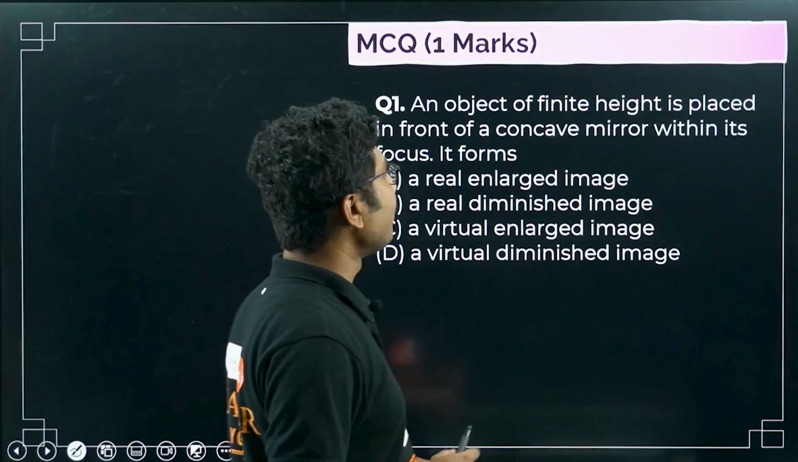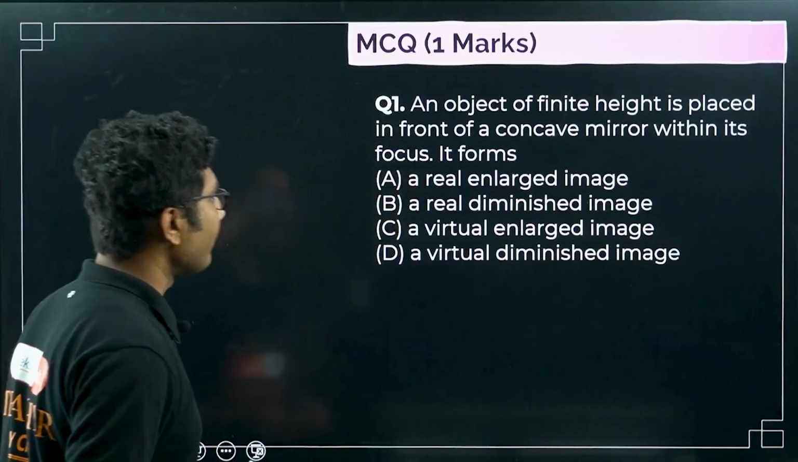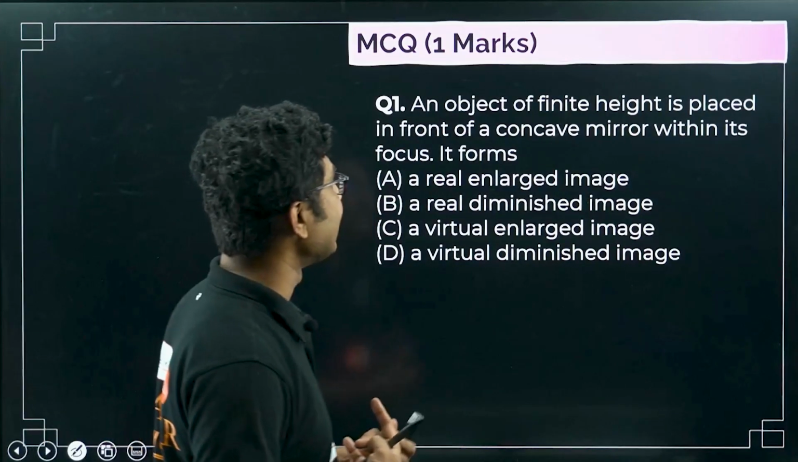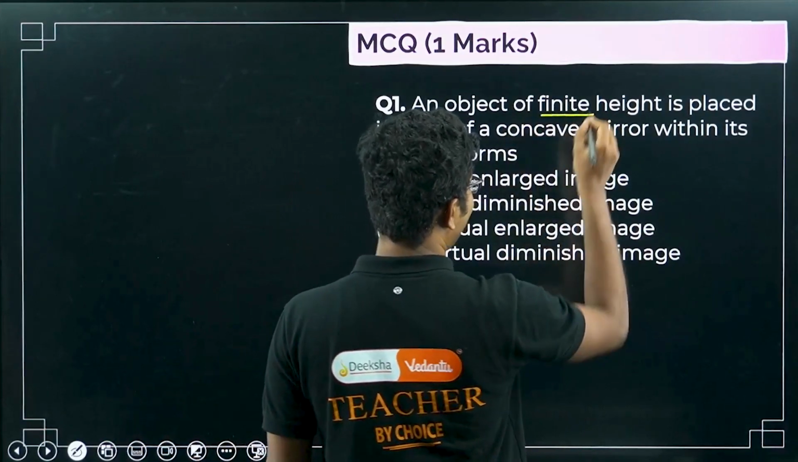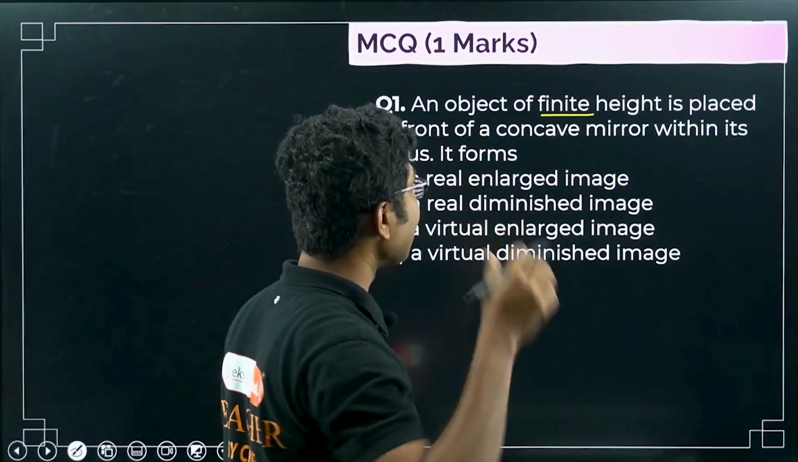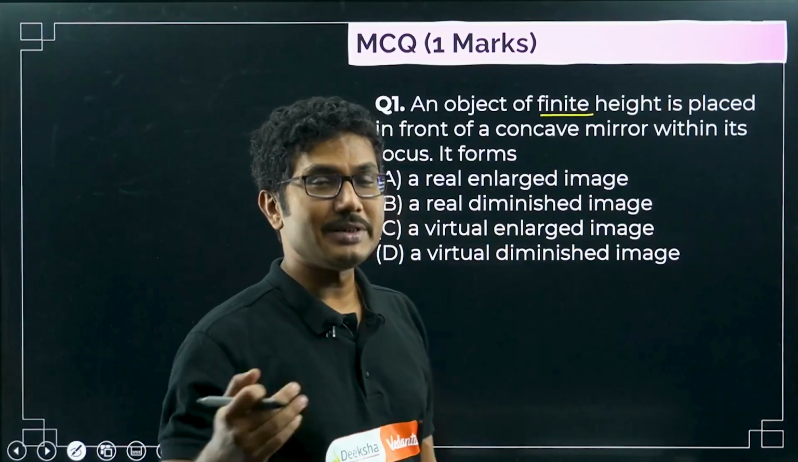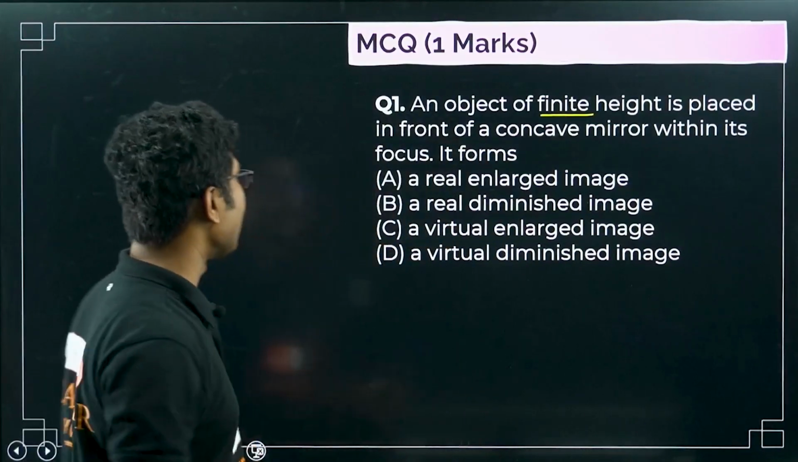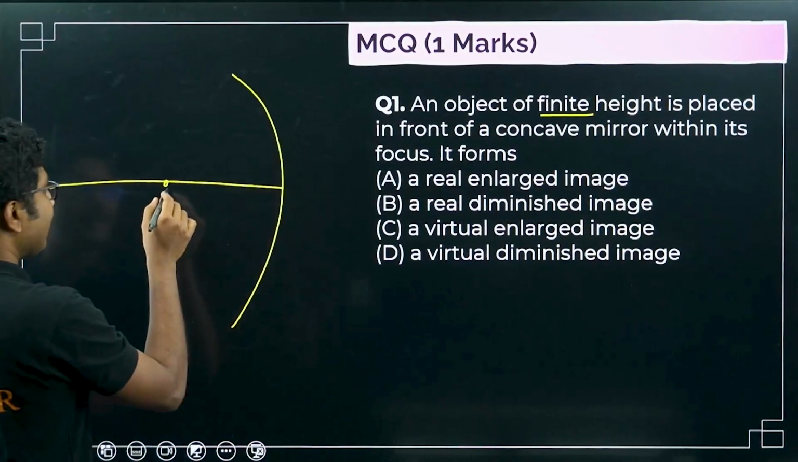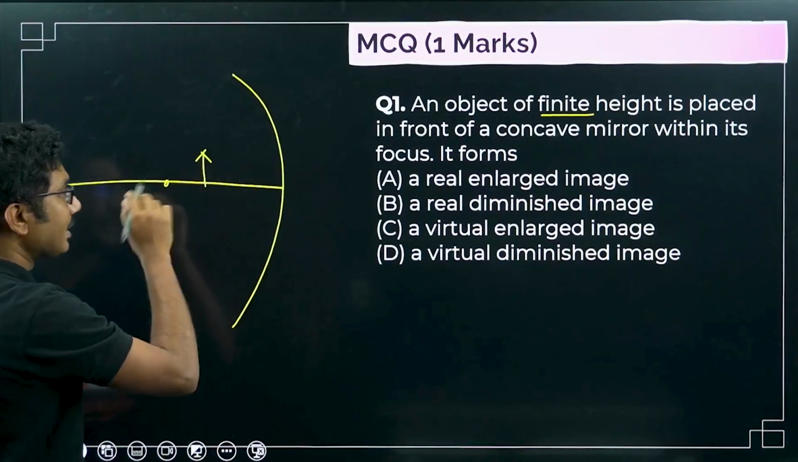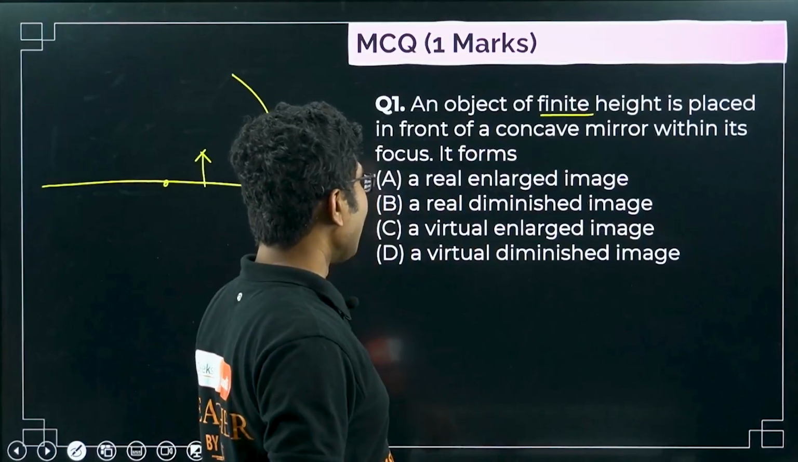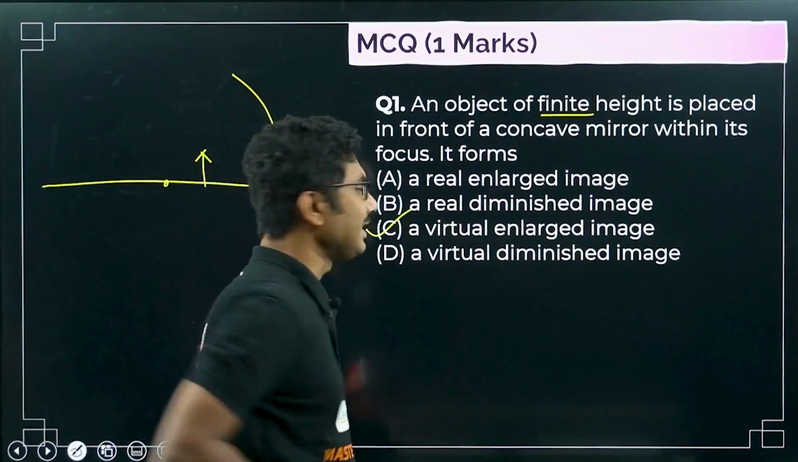An object of infinite height is placed in front of a concave mirror within its focus. It forms a real enlarged image. Object of finite size, not infinite size, my mistake. An object of finite height is placed in front of a concave mirror within its focus. Within its focus means the distance is less than the focal length. Now for a concave mirror, if you remember from your class 10th, if you place an object within the focus, it produces an enlarged virtual image, right? So it will be a virtual enlarged image. So option C is the correct answer.